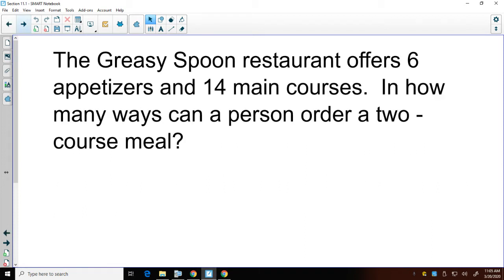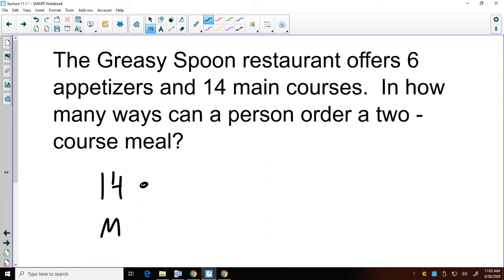So if we look at this, it says the Greasy Spoon restaurant offers 6 appetizers and 14 main courses. In how many ways can a person order a 2-course meal? Okay, so this is just what I was talking about with Boston Market. You've got a main meal. How many different main meals can you have? There are 14 of them. That's what I call that first group, that M. I have 14 choices for my main meal.